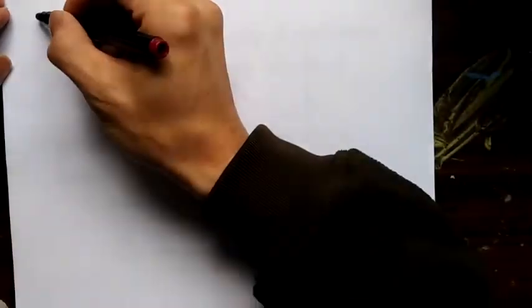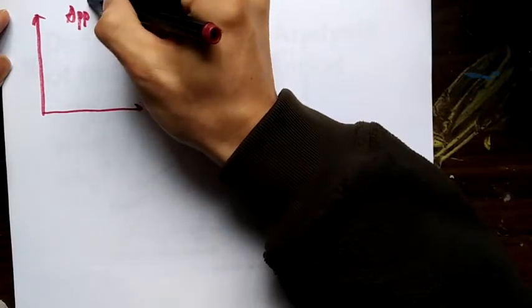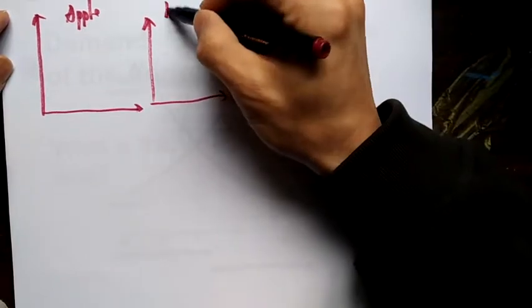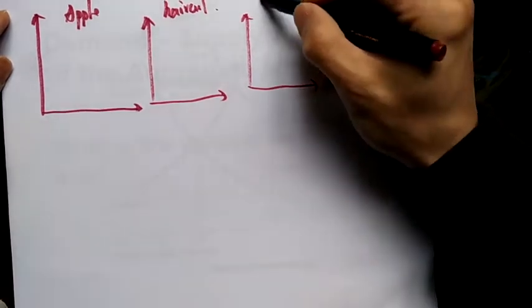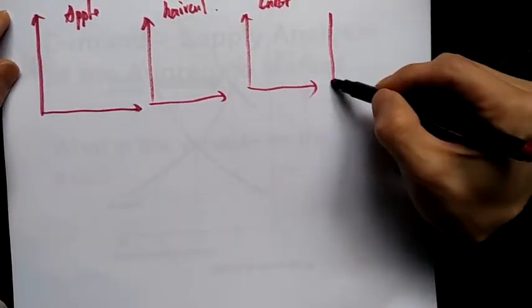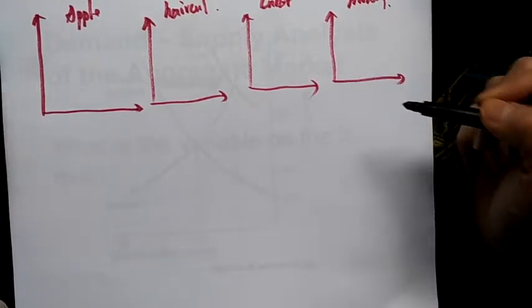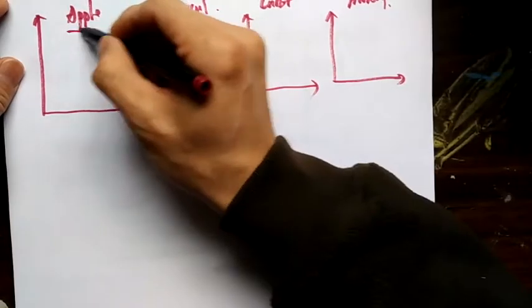Here, let's switch the focus to macroeconomics. So what's the difference between microeconomics and macroeconomics? In microeconomics, we analyze individual markets. Say, for example, apple market, haircut market, labor market, money market. In microeconomics, we analyze the individual markets.